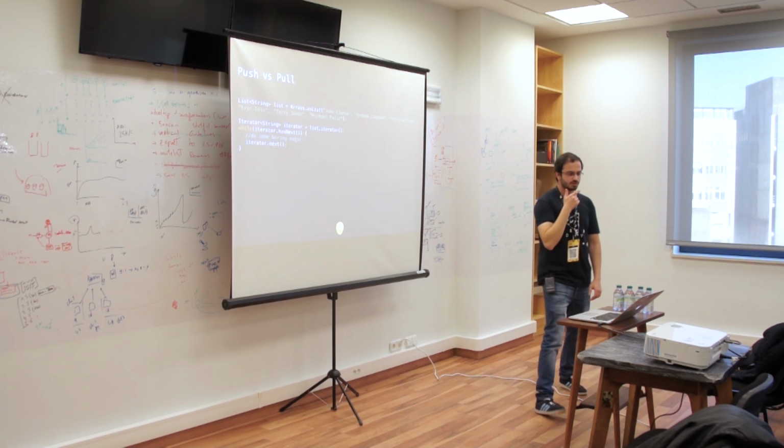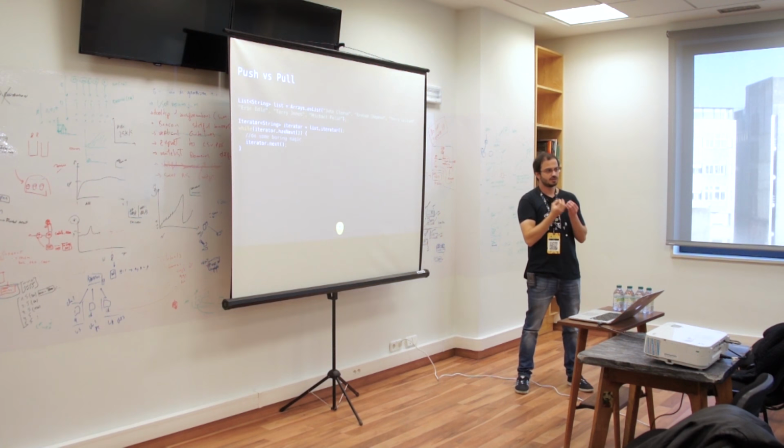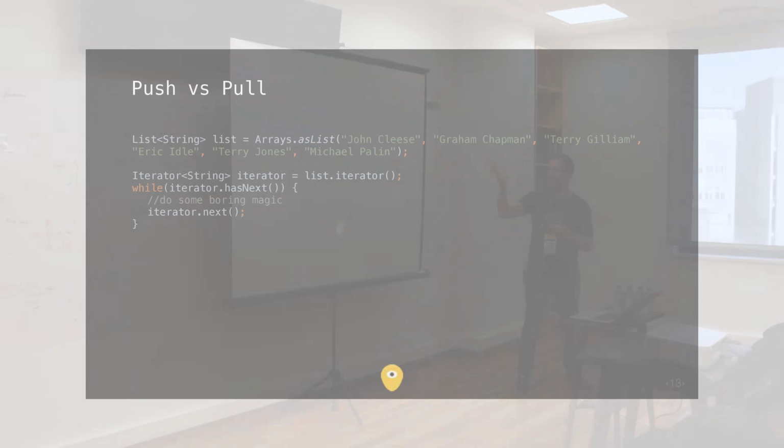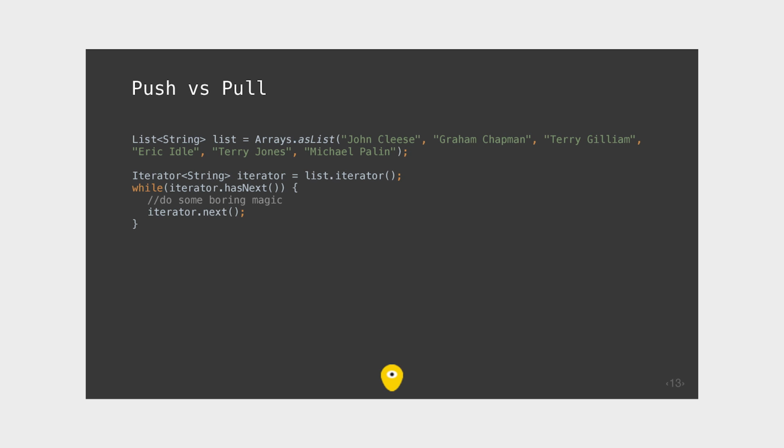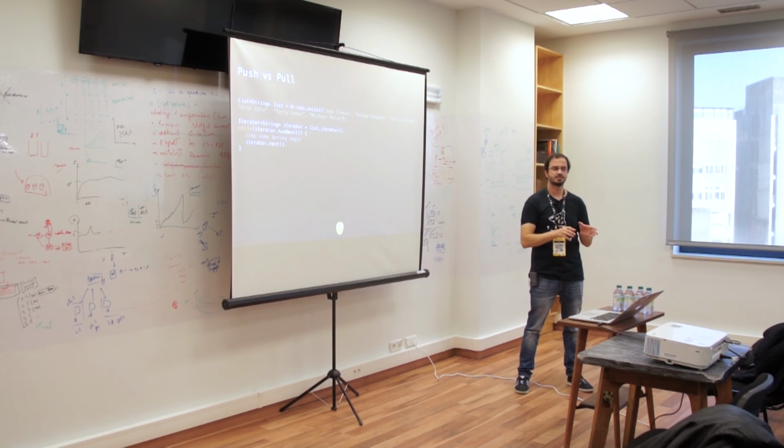OK, so push and pull. This is one of the key concepts of Reactive. Usually, you'll pull information. So you have a list of strings. Create your list of strings. You have an iterator. The iterator is applied to every collection in Java. So if you have a collection in Java, you have an iterator. So you can just take the iterator, run a while on it, and pull all the data.